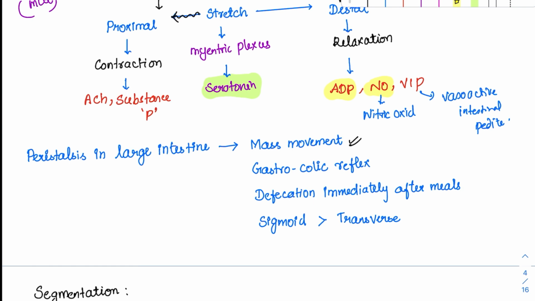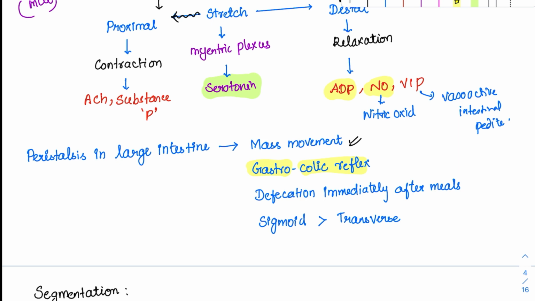And there is one reflex which is called the gastrocolic reflex. What happens with some children and even in some adults, whenever they eat, they want to go for defecation. They want to go to the restroom and defecate. What is the reason behind it? Because there is some mass movement that will happen because of the gastrocolic reflex.